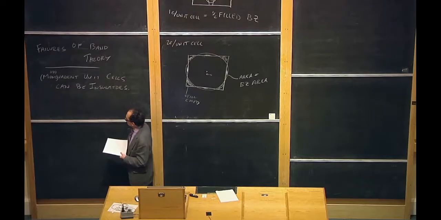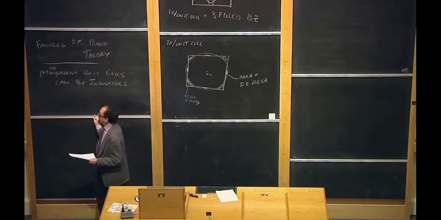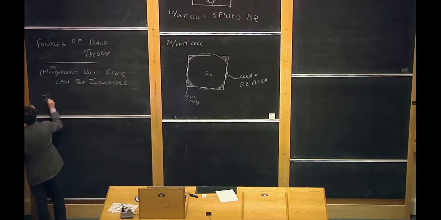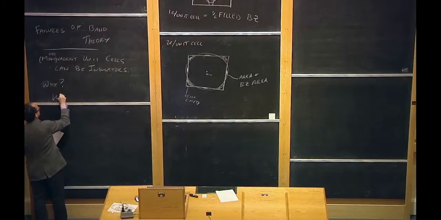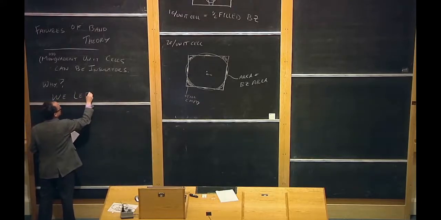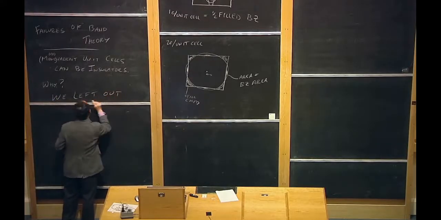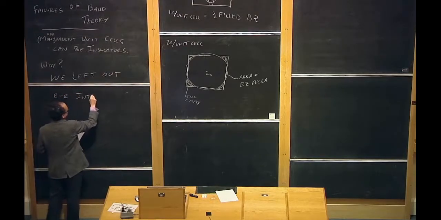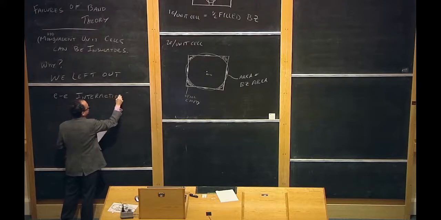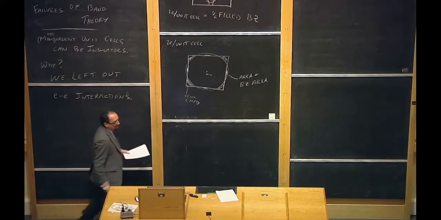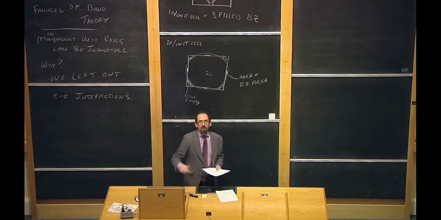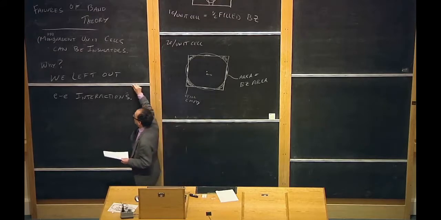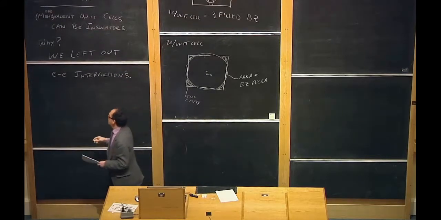So we have to ask ourselves, what did we leave out? Well, what we left out is interaction between electrons. Because we left out electron-electron interactions. If these are strong, they can make the material an insulator, even though by counting electrons, you would think that it's a metal. And let's try to understand roughly why that is.